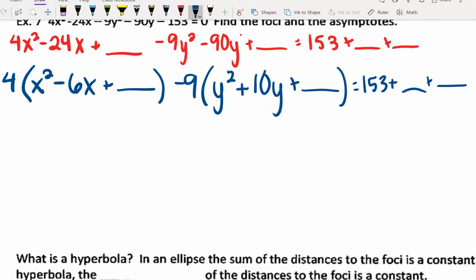All right, so the first number that will complete the square, we're going to divide 6 by 2 and then square it. So negative 3 squared is 9. Whatever we do on one side, we do on the other, but this is not just 9. This is 9 times 4, so that's 36. And then over here, we have 10 divided by 2 is 5, squared is 25. But then we need to multiply that by negative 9. 25 times negative 9 is negative 225.